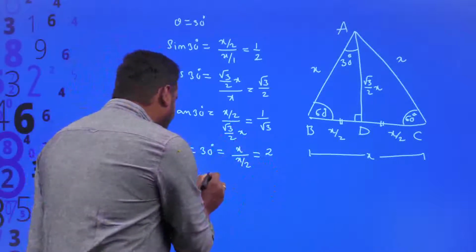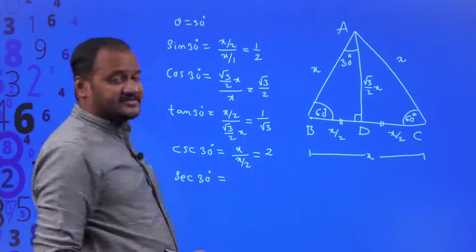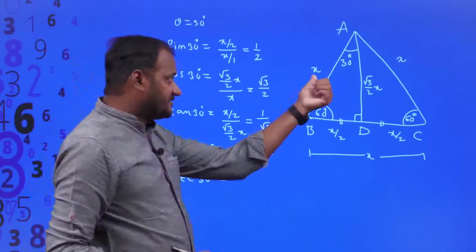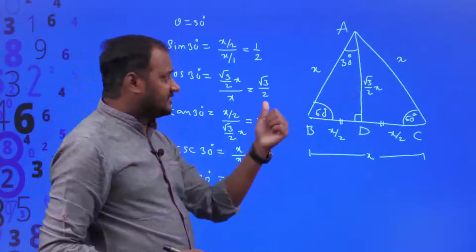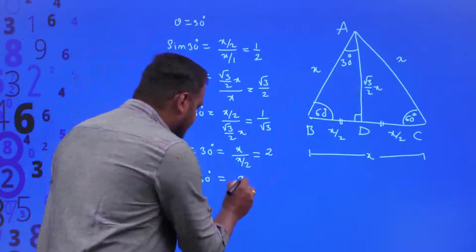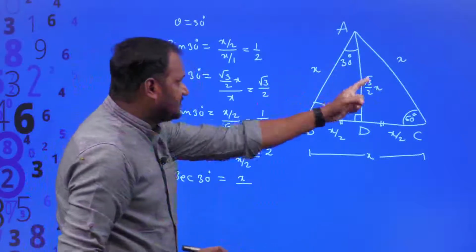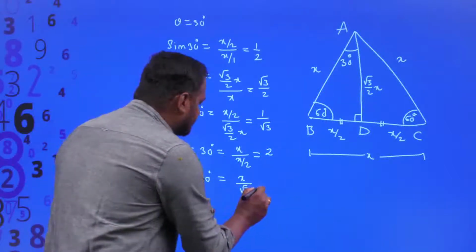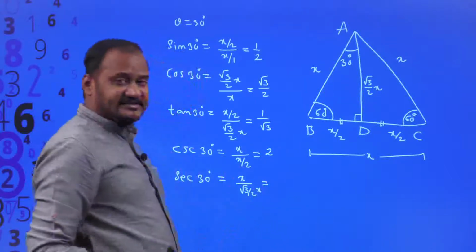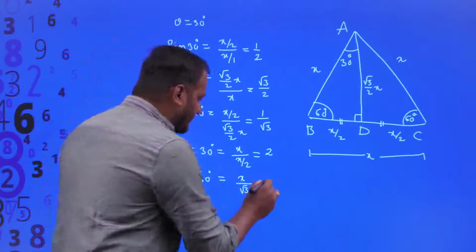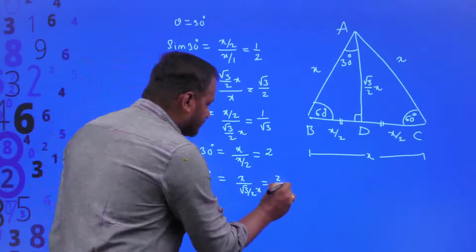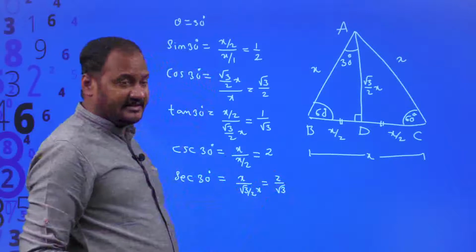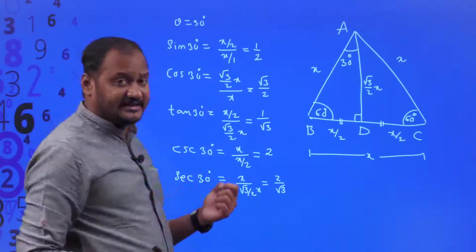And then secant 30 degrees. So, secant 30 degrees is equal to, what is the definition of secant theta? Hypotenuse by side adjacent to theta. So, hypotenuse here is x divided by side adjacent to 30 degrees, which is root 3 divided by 2x. So, again x and x cancel, 1 divided by root 3 by 2 is going to be 2 divided by root 3. So, that is the value of secant 30 degrees.